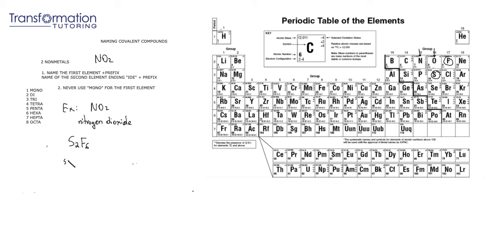S is sulfur. There is a little 2 next to it, therefore we must include its prefix. It's di, sulfur. And F is fluorine. We need to change its ending to "ide." It becomes fluoride, and it also has 6 to it, and therefore we use the prefix hexa. Disulfur hexafluoride.